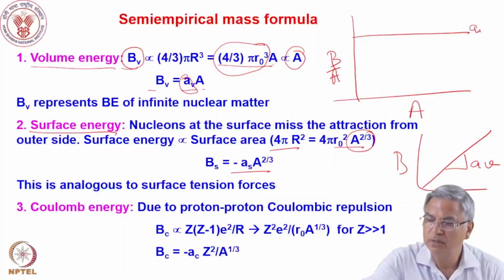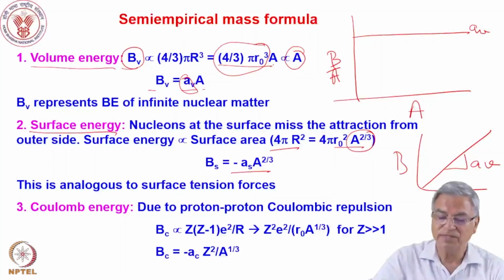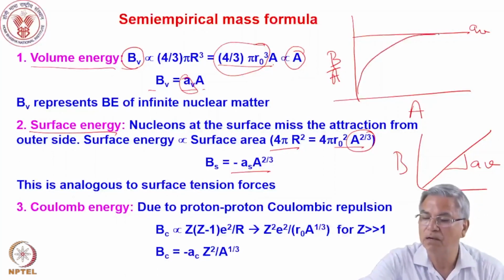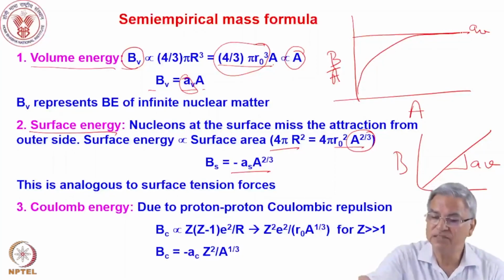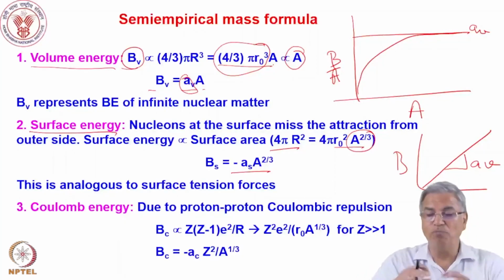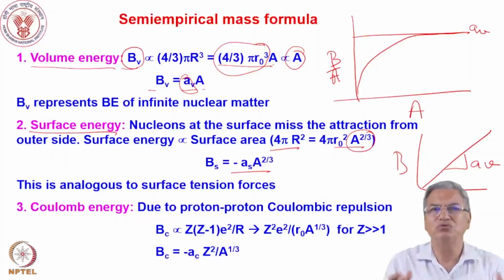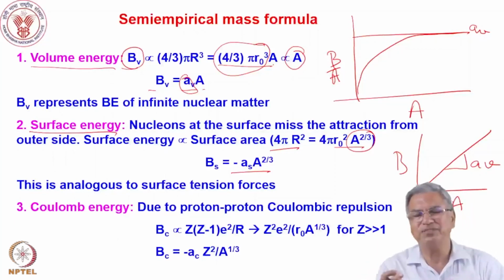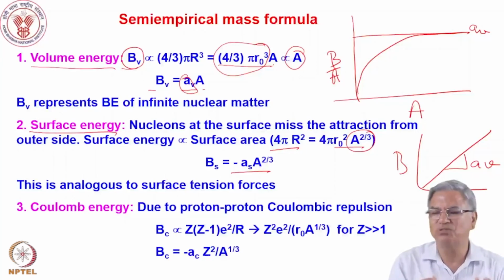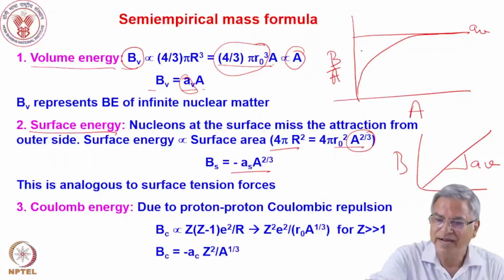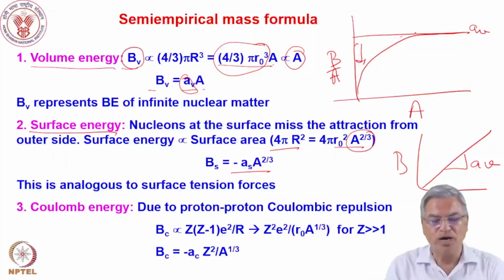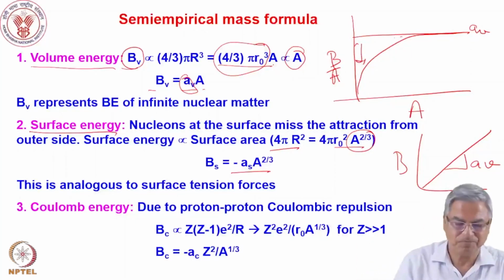Now you see, A to the power 2/3, this was the A_V term. Then the surface energy term will become like this. At low mass, all the nucleons will be at the surface. But as you go to higher and higher mass, there will be less and less nucleons at the surface. So the surface energy term is dominating at lower masses and becomes less and less as you go to higher and higher masses.